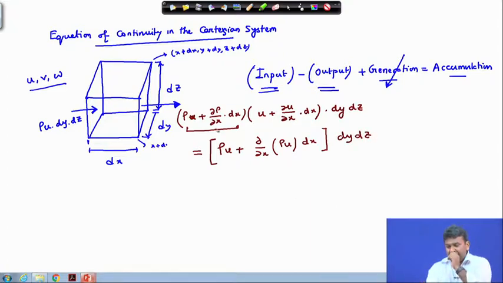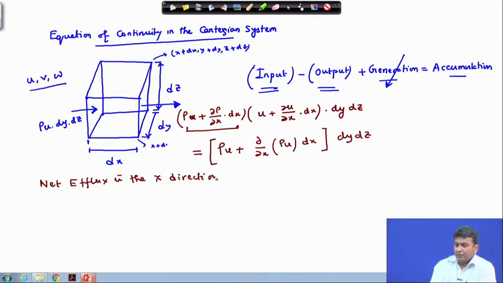Only the product containing the two partial derivatives has been neglected, because that is considered to be very small. Based on these two terms you can find the net efflux in the x direction, which is going to be this term. Let me write it once.